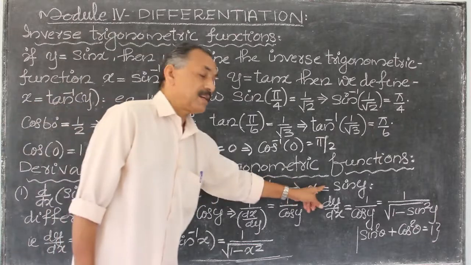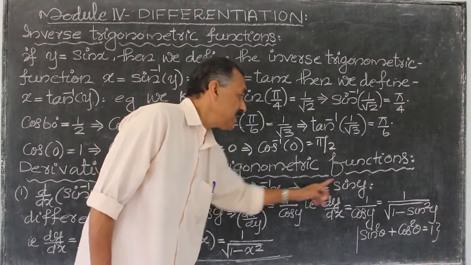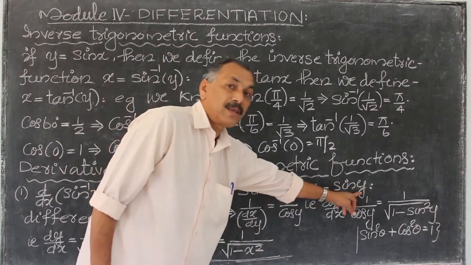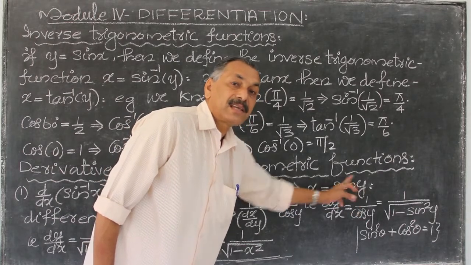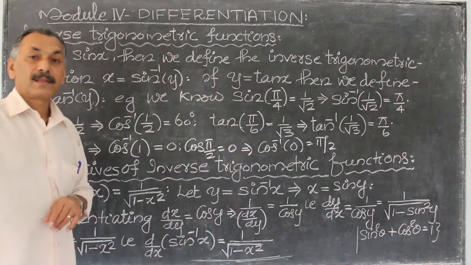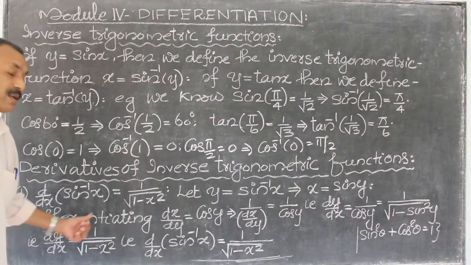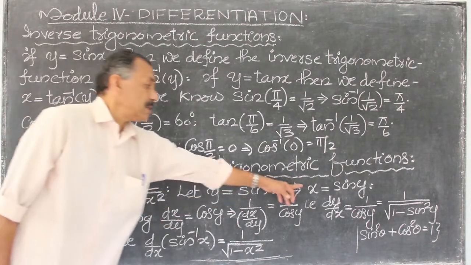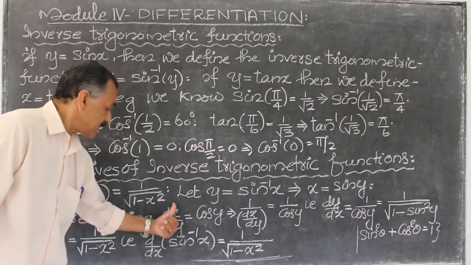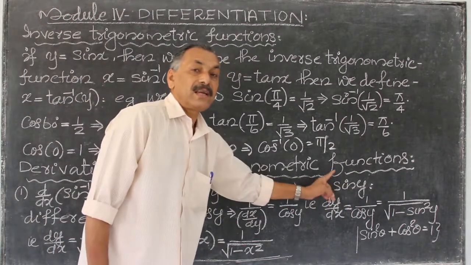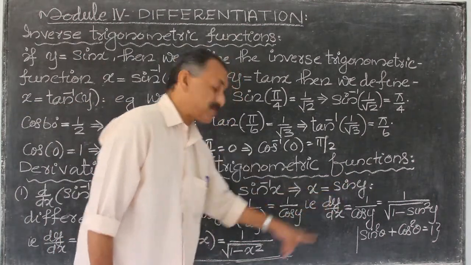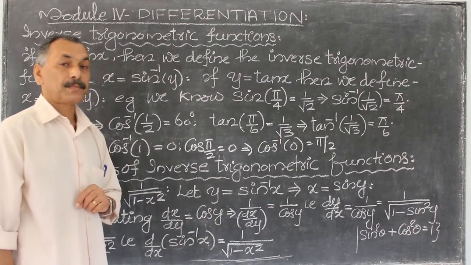Then differentiate this with respect to y. X is a function of y. What is dx divided by dy? We are differentiating x with respect to y. With x equal to sin y, dx divided by dy is equal to the derivative of sin y, which is cos y.